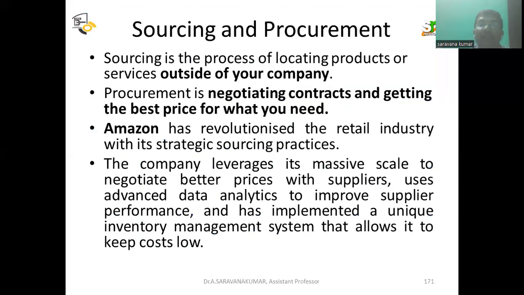So what do we mean by sourcing and procurement? Procurement is nothing but getting the raw materials from the suppliers at a discount price. Sourcing is the process of locating products or services outside of your company. Procurement is negotiating contracts and getting the best price for what you need. For example, Amazon has revolutionized the retail industry with its strategic sourcing practices. The company leverages its massive scale to negotiate better prices with suppliers, uses advanced data analytics to improve supplier performance, and has implemented a unique inventory management system that allows it to keep costs low.